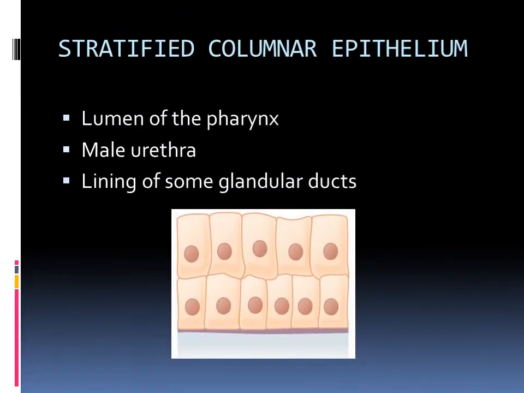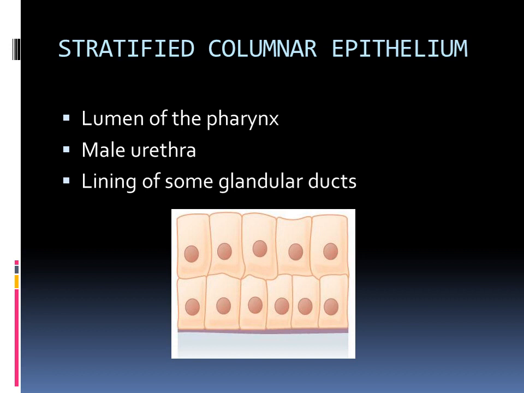So the third one is stratified columnar epithelium. Have we got the point here? Here also the same: more than two layers will be there, and the shape of the cell is columnar, which means it's pillar shape. Okay, let us see its location.